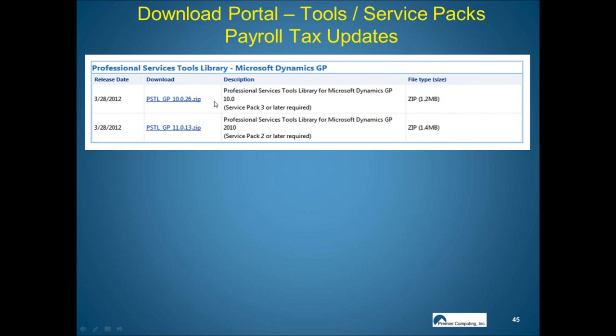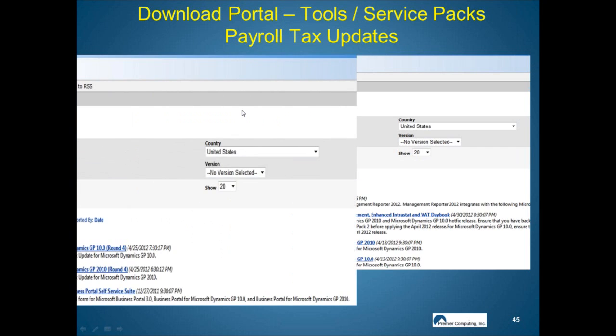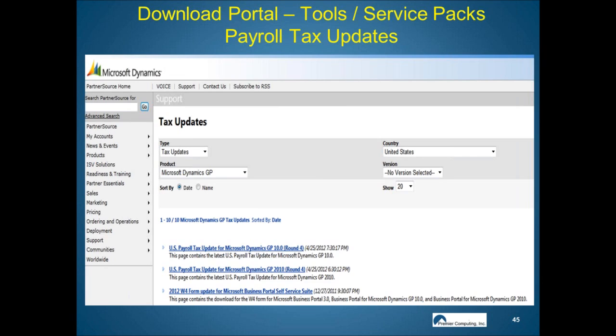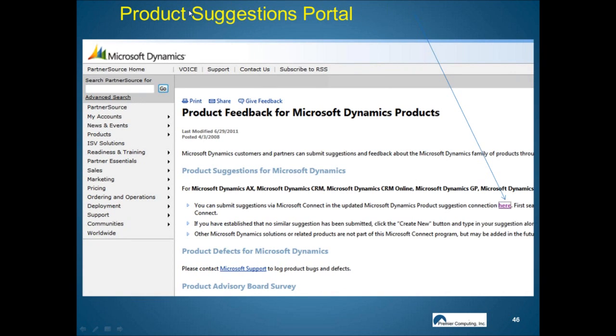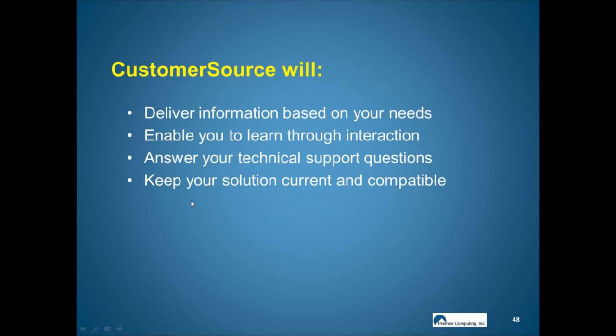The download for the professional tools is in Customer Source, and there's a little page there. If you just type in Professional Services Tool Library Downloads, you'll get to this screen, and you can see it's dated 3/28/2012. There's your download for GP10, and there's the download for GP 2010. You can also do service pack downloads, and you can also do payroll tax downloads off Customer Source. And again, you can do the product suggestion feedback. Clicking here, you can go ahead and submit a product suggestion. Pops the screen for doing that. You choose GP and submit the suggestion.